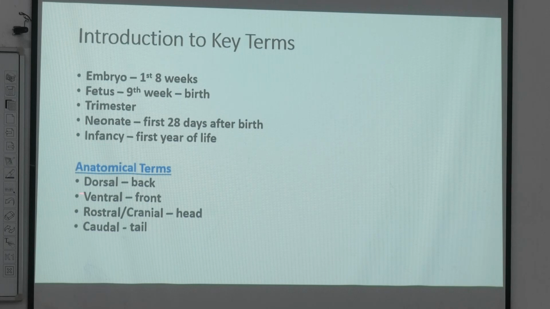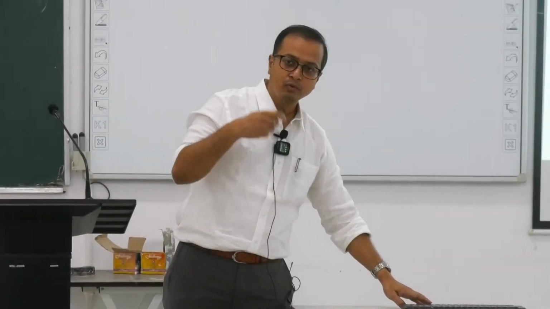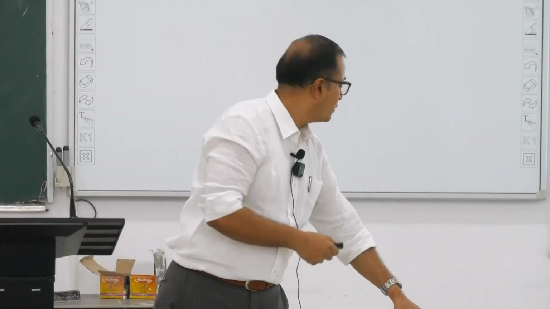Dorsal, that we know is the back. Ventral, it's the front side. Rostral or cranial, that's my head side. And the caudal, that's the tail side. So whenever you are addressing the in utero position of this fetus, we'll be using these particular words, and you should understand what exactly we are trying to mean.